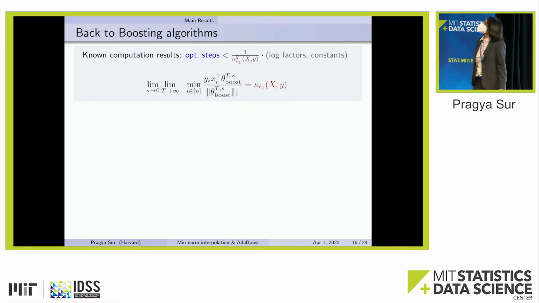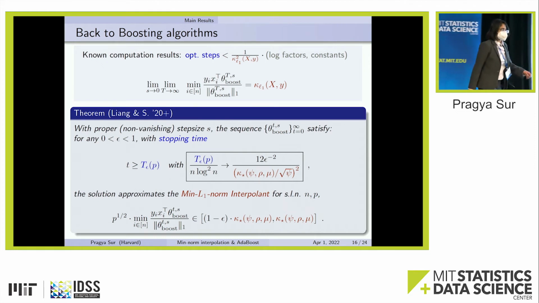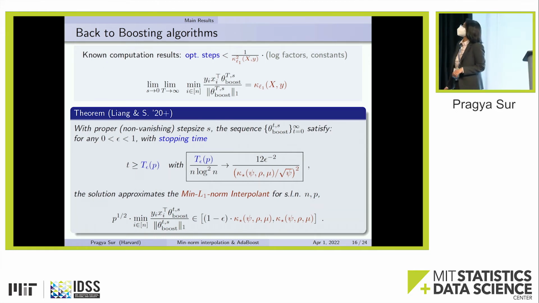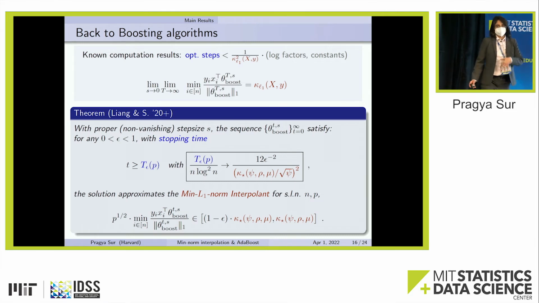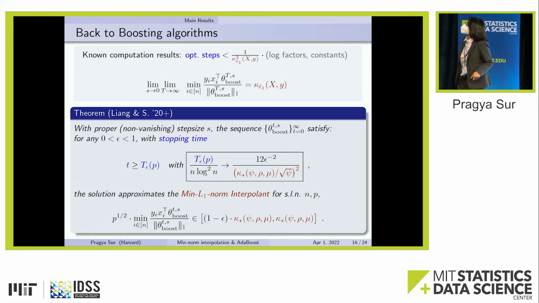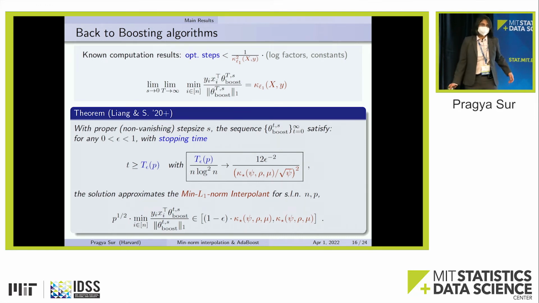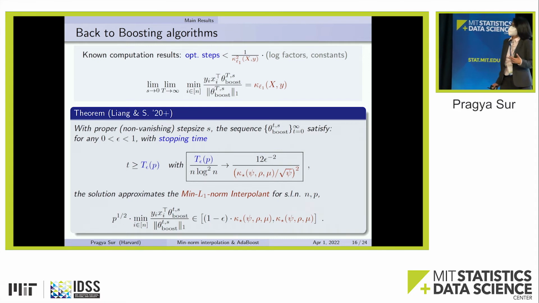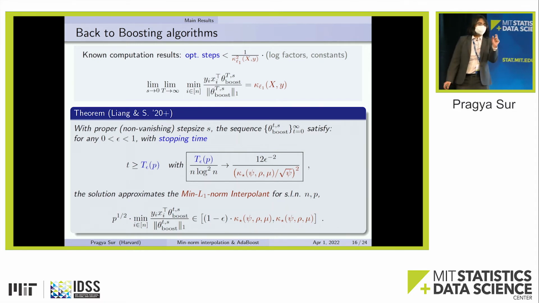OK, so back to boosting algorithms. That's what we started with. And I had told you at the beginning that AdaBoost is known to converge to the interpolant in a specific limiting sense. So this is sort of our main contribution on the boosting side. What we say here is the following. If you run the AdaBoost algorithm with a non-vanishing step size, with the proper choice of the step size, then there is a time point that we characterize precisely, such that for every iteration beyond that time point, your AdaBoost is effectively going to look like one of those min L1 norm interpolants.